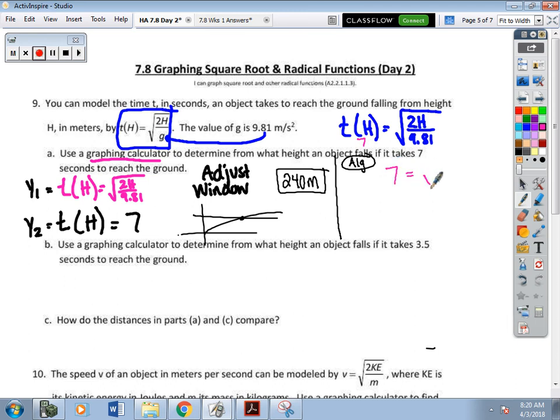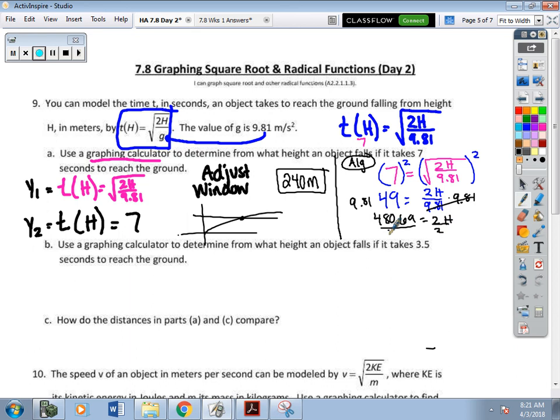So you have 7 equals the square root of 2h over 9.81. And you would solve it using inverse operations for h. So you'd have to undo a square root by squaring both sides. So we'll have 49 equals 2h over 9.81. And then you guys know how to solve from there. Multiply by 9.81 on both sides. And we'll get 480.69. And then lastly, divide by 2.